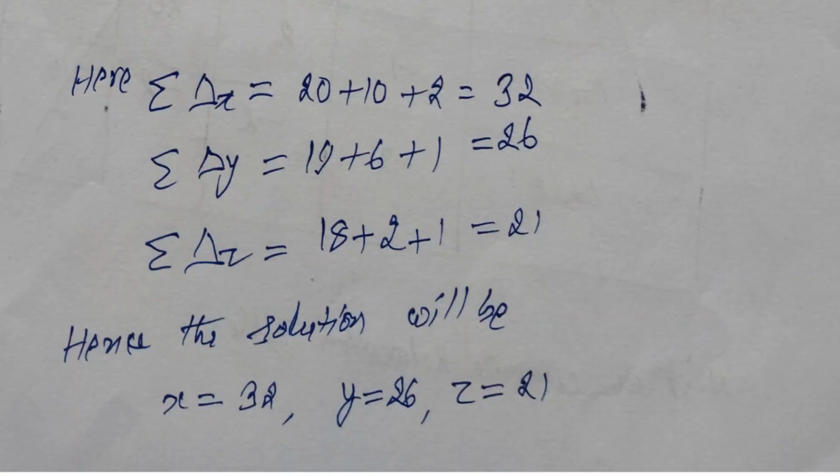Here sigma delta x equal to 20 plus 10 plus 2, that is equal to 32. Sigma delta y equal to 19 plus 6 plus 1 equal to 26. And sigma delta z equal to 18 plus 2 plus 1 equal to 21. Hence, the solution will be x equal to 32, y equal to 26, z equal to 21. Thus, we have solved the system of equations by the relaxation method.